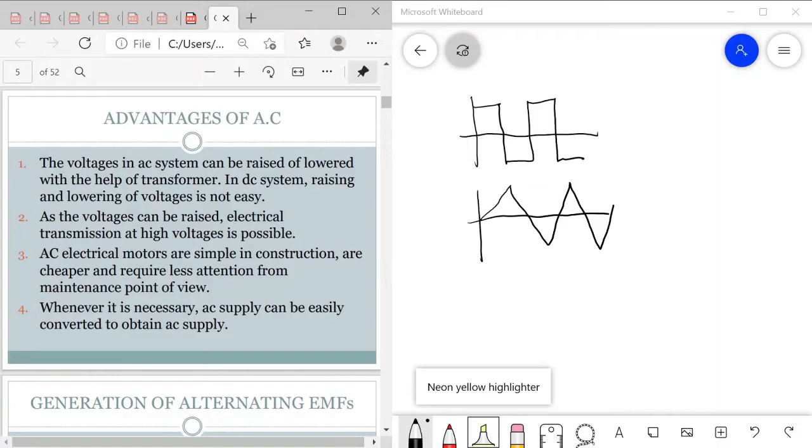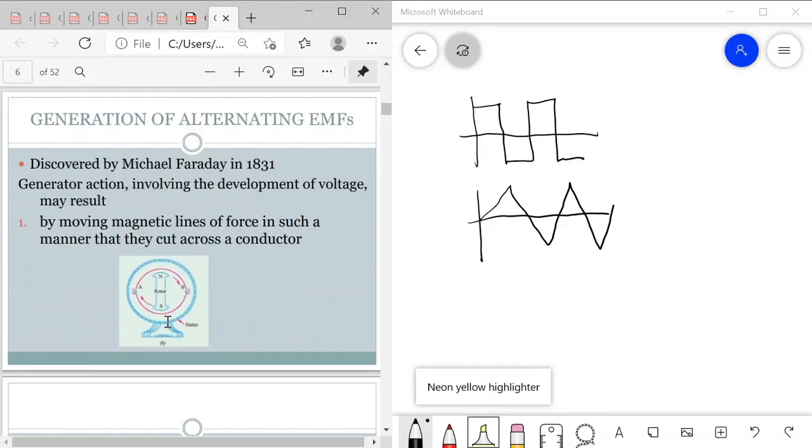Advantages of AC. Number 1, the voltages in an AC system can be lowered or raised with the help of a transformer. In a DC system, raising and lowering of voltages is not easy. Number 2, as the voltages can be raised, electrical transmission at high voltages is possible. Number 3, AC electrical motors are simple in construction, are cheaper, and require less attention from a maintenance point of view. Number 4, whenever it is necessary, AC supply can easily be converted to obtain DC supply. This is DC.